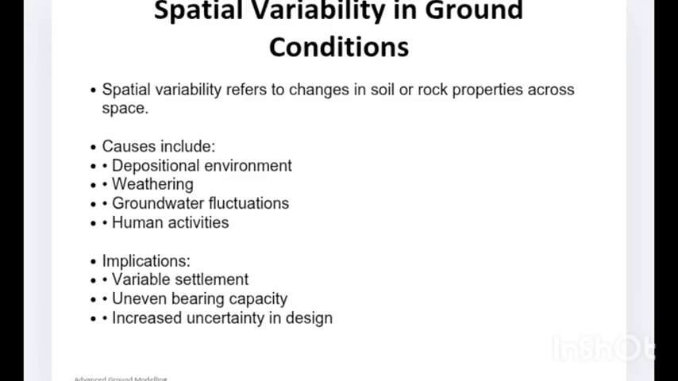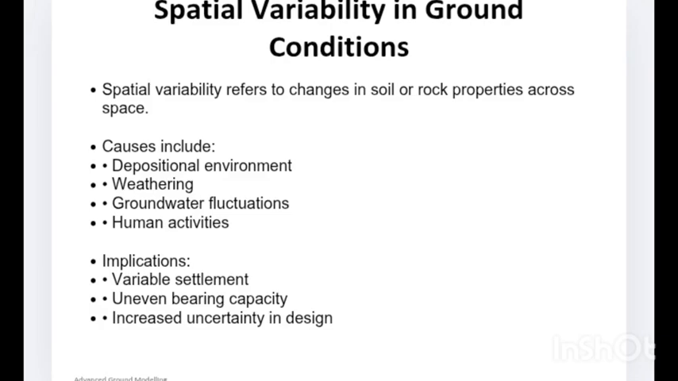Number one is depositional environment. Different depositional environments will produce different soil characteristics. Examples, we have river deposits, we have marine deposits, we have aeolian deposits, deltaic sediments. And you realize that all of these deposits have different characteristics because of their depositional environment. So those are factors that are responsible for spatial variability. Two is weathering. Weathering intensity varies from place to place. Of course, this affects strength, density, and mineral composition. So you see, we don't have the same intensity of weathering everywhere.